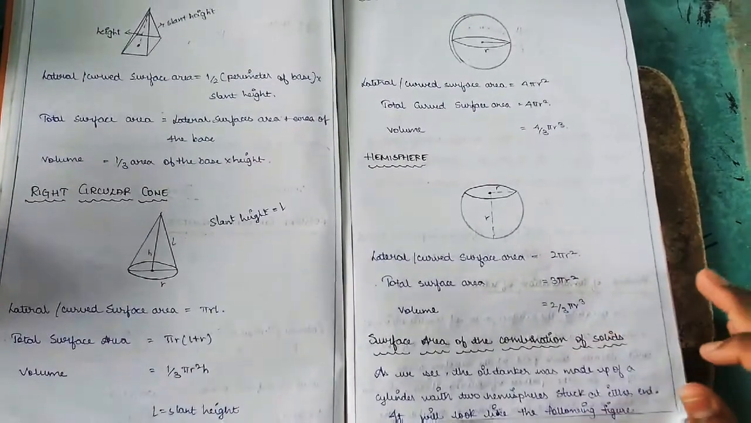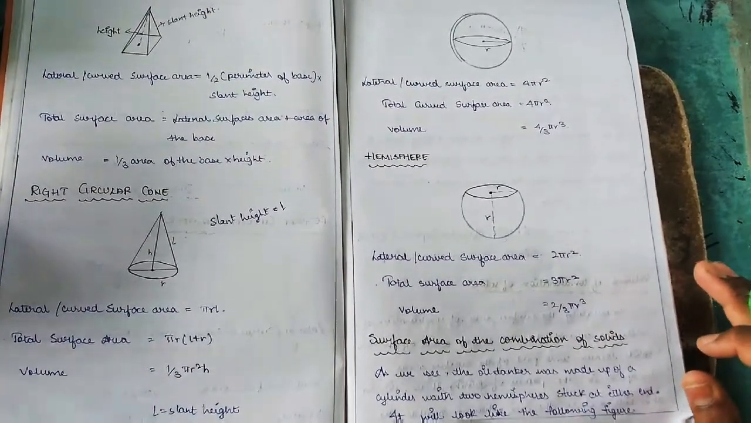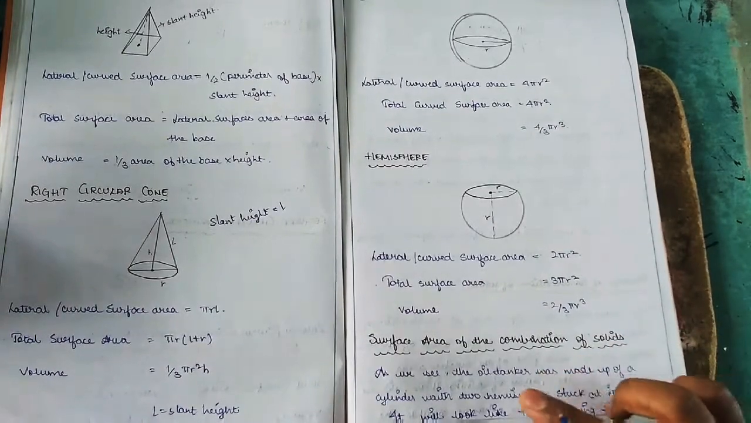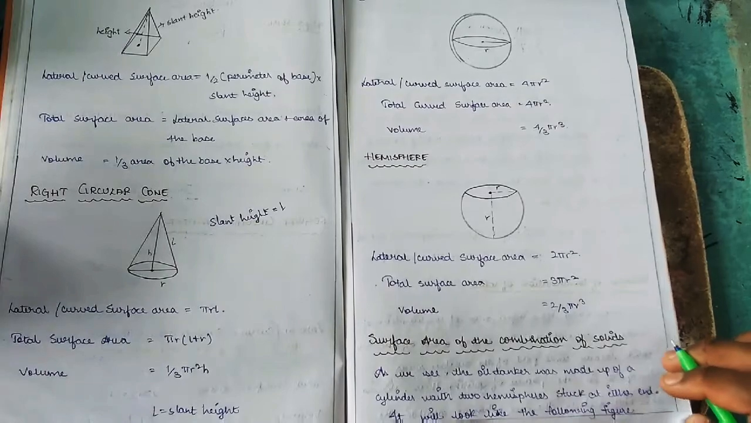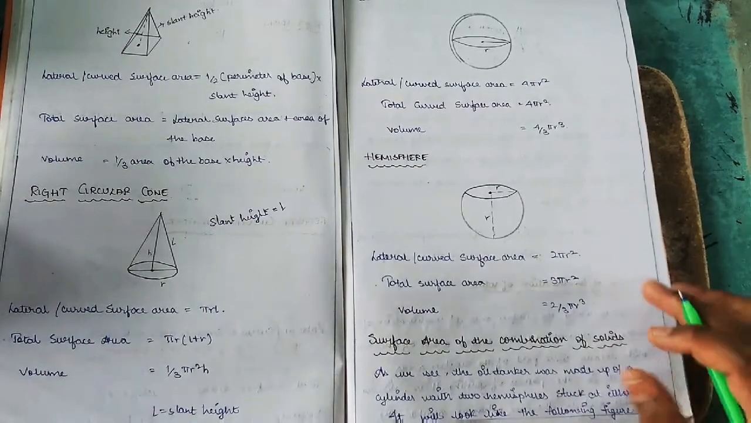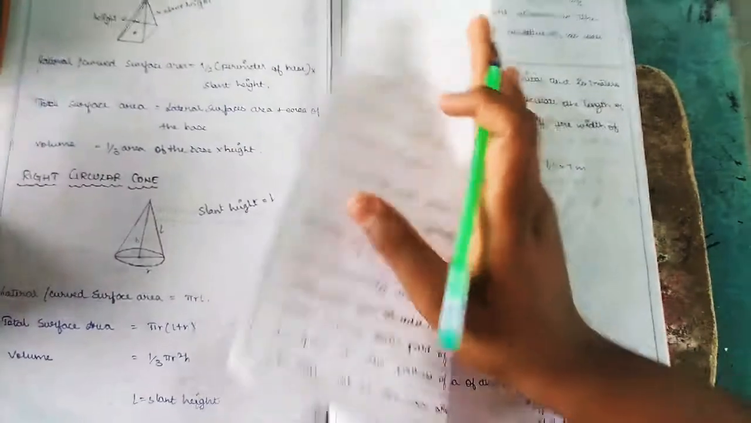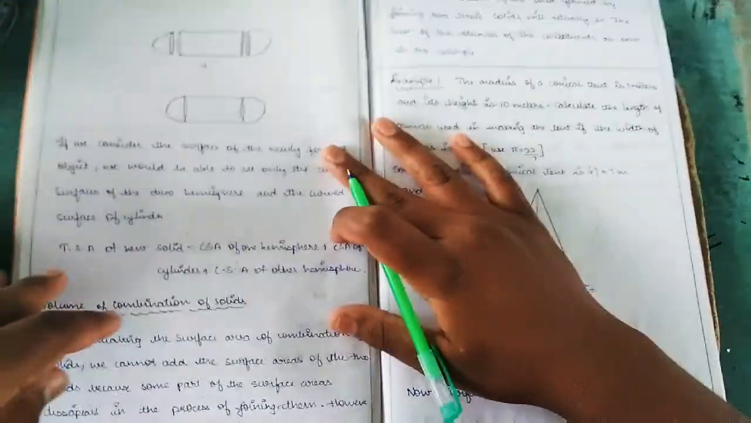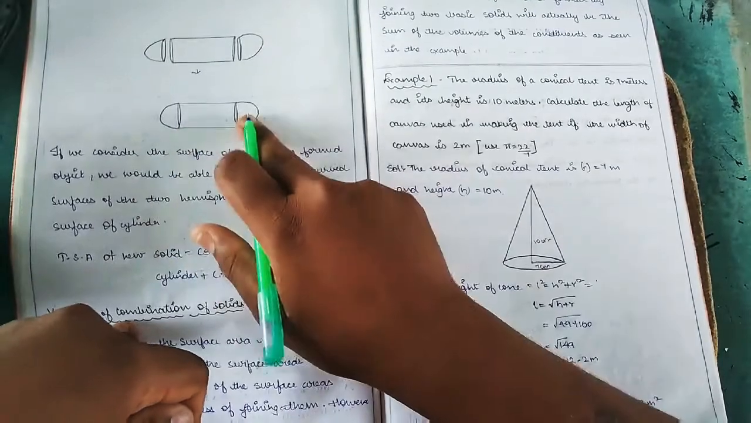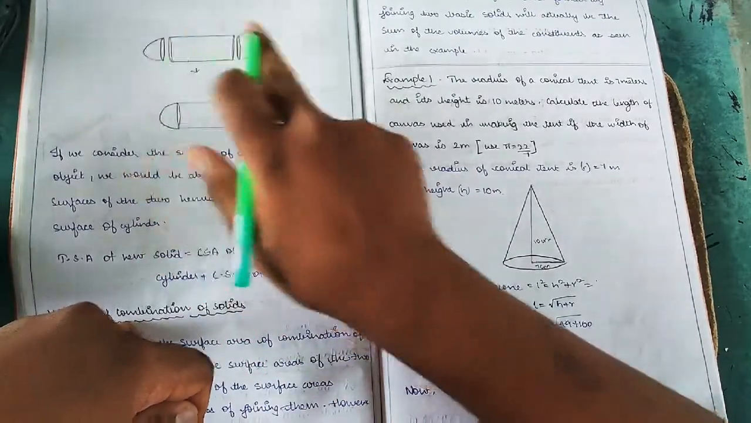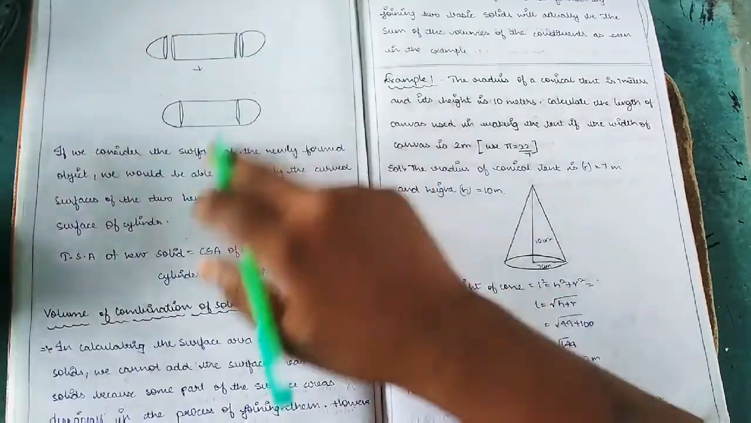Now the surface area of a combination of solids. As we see, the oil tanker was made up of a cylinder with two hemispherical ends at either end. It will look like the following figure. All of us have seen this oil tank. When joined, it will be like this, with the two hemispheres and the cylinder in the middle.